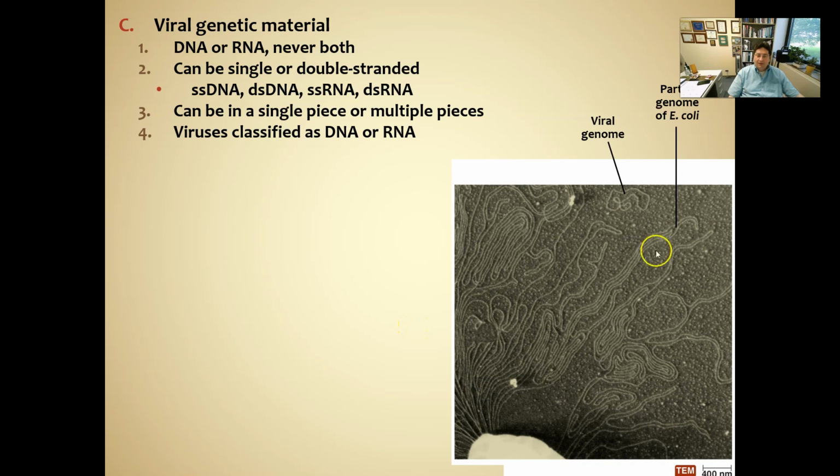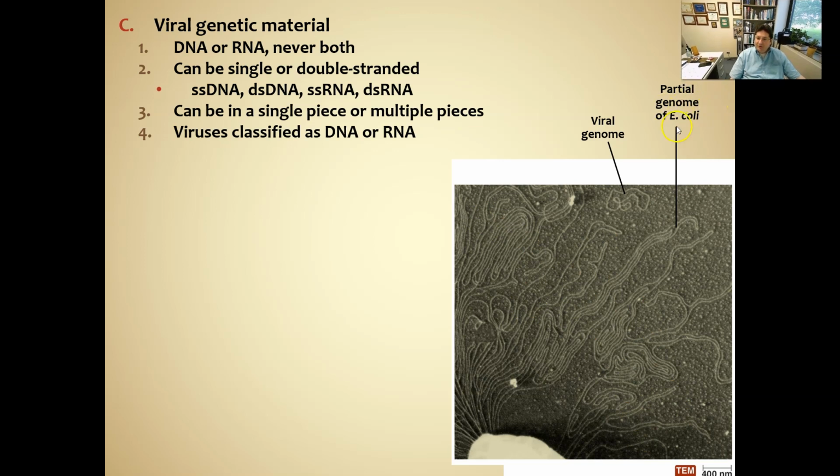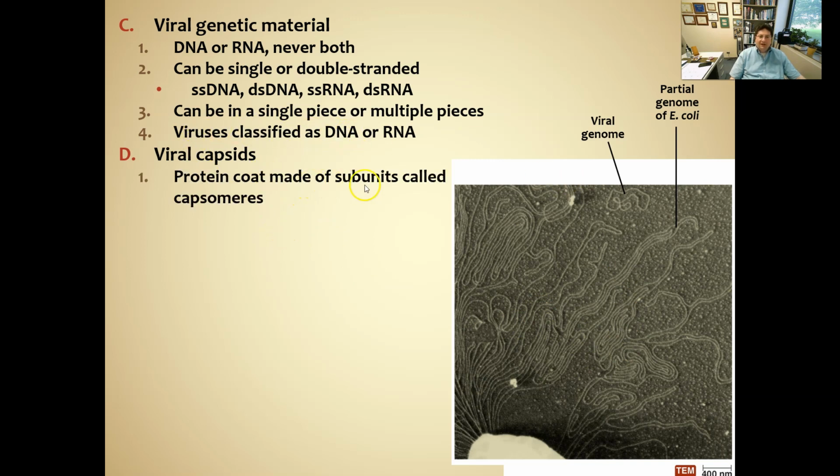So you see here, just this little thing right here, that's the entire DNA or RNA of a virus. Very, very small. All this stringy stuff is just part of the genome, the genetic material of E. coli. All right. Now, the capsid, the protein coat, is made up of little subunits called capsomeres. So like in those pictures, the little green spheres that made up the capsid are capsomeres.